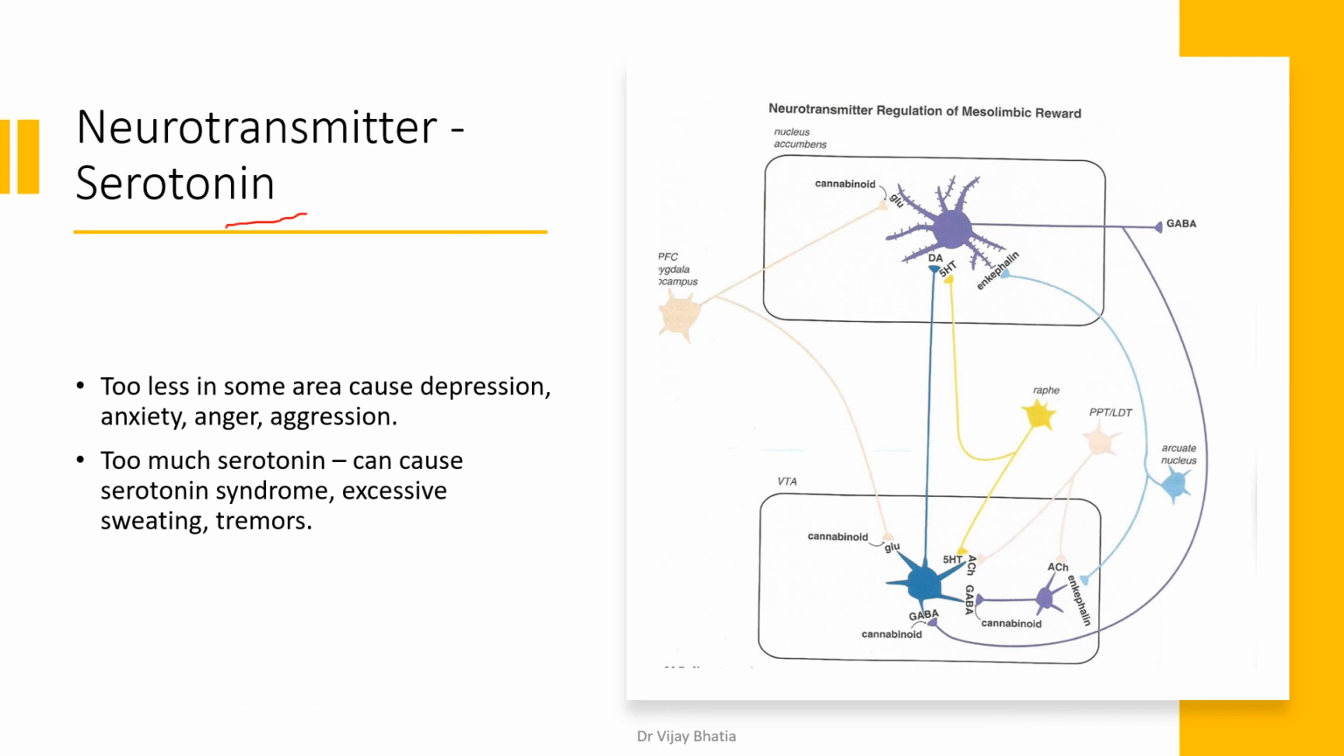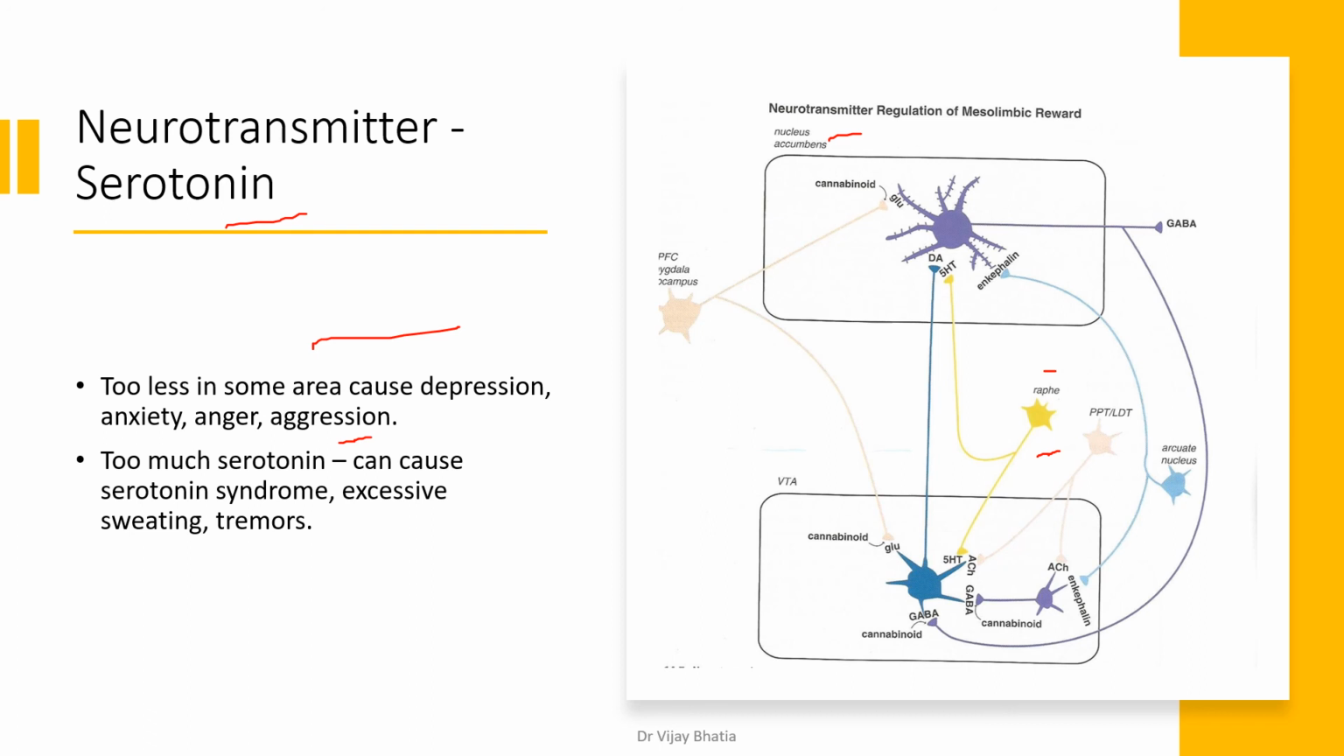Other neurotransmitters like serotonin are important in depression, anxiety, anger, aggression. Now, we talked about this reward center, nucleus accumbens. The raphe nucleus is in the midbrain and releases serotonin to the reward center and to the ventral tegmental area, where it is affecting the neurons here, which will release the dopamine in the nucleus accumbens or reward center. So directly and indirectly, serotonin is affecting this, and in depression we try to increase the level of serotonin so that more dopamine is released in the reward center.